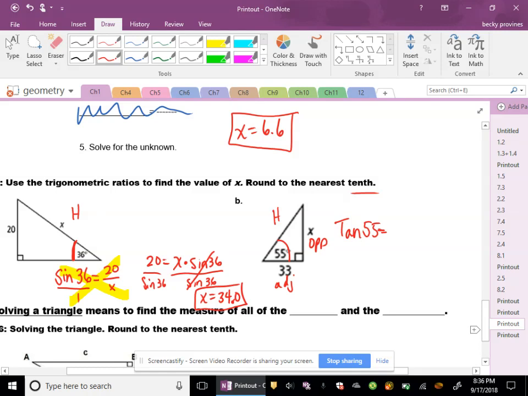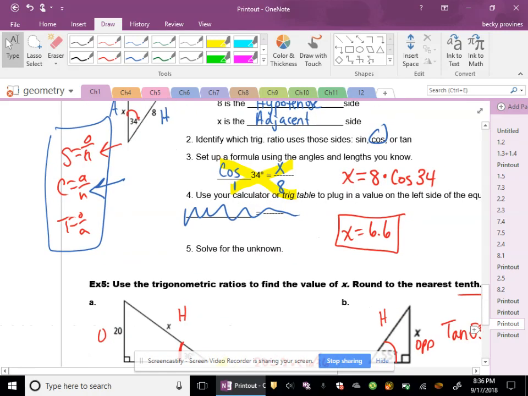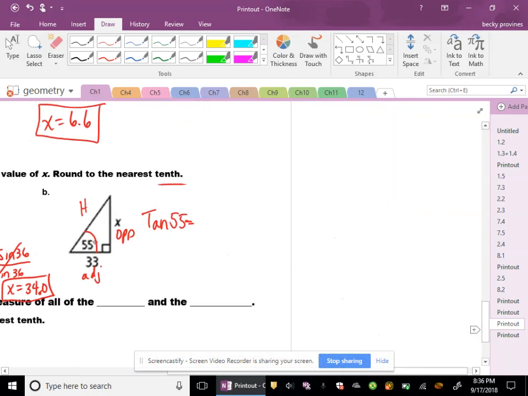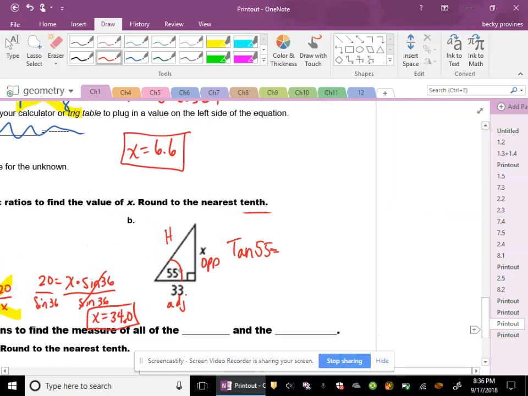So what is tangent? Tangent is opposite over adjacent. So my opposite is x and my adjacent is 33. Let's cross multiply. So 1 times x is x, and then I put the 33 in front. And this is tangent 55.